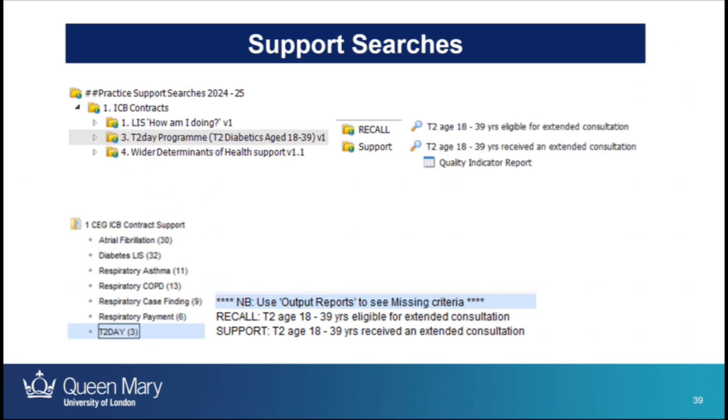So here you can see that there are support searches available for you. So the top is EMIS, the bottom is System 1. As you can see here as well, you've got a recall folder, which is those that are eligible. And then you have your support folder, which will tell you who has received an extended consultation. And then you can look at the quality indicator report as well.